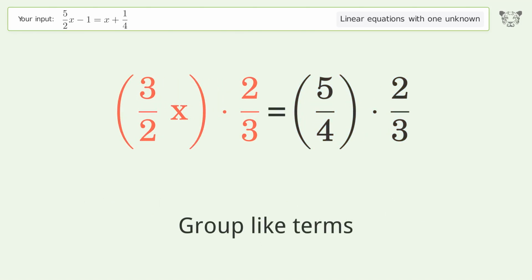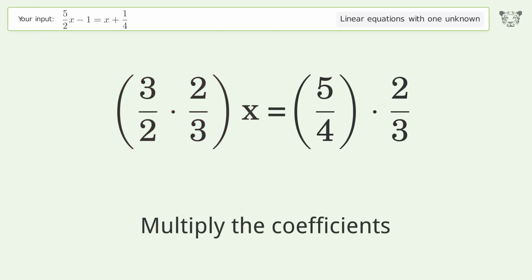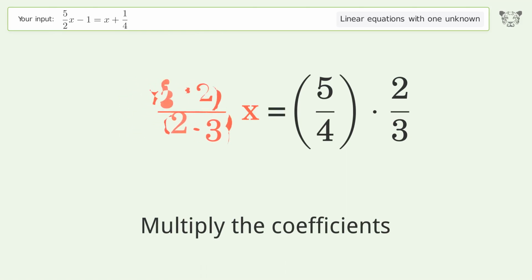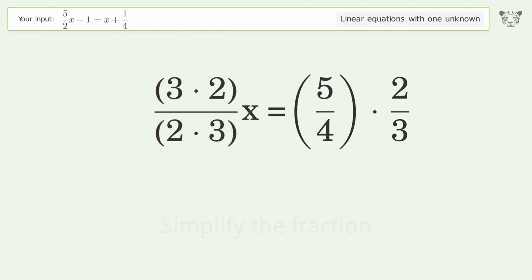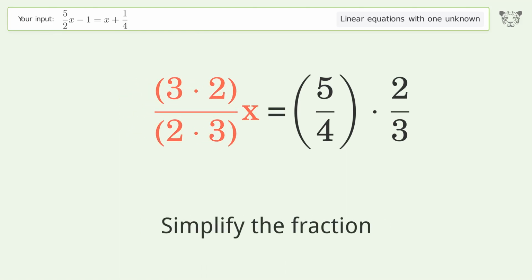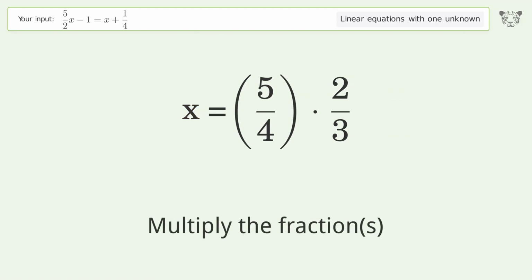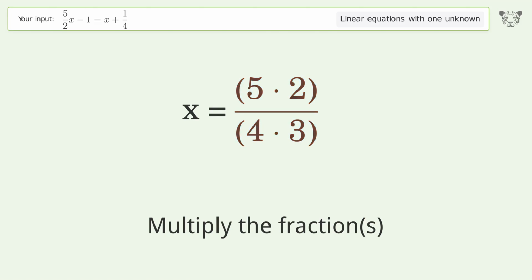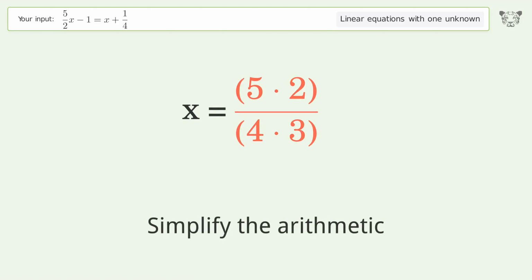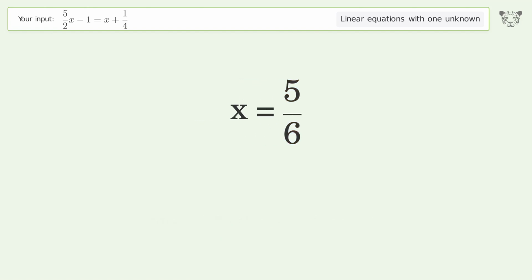Group like terms. Multiply the coefficients. Simplify the fraction. Multiply the fractions. Simplify the arithmetic. And so the final result is x equals 5/6.